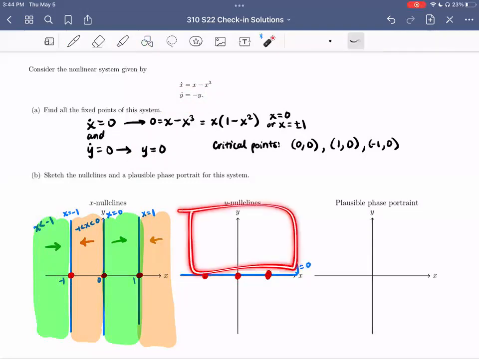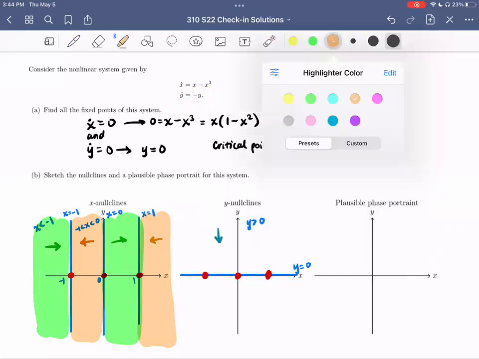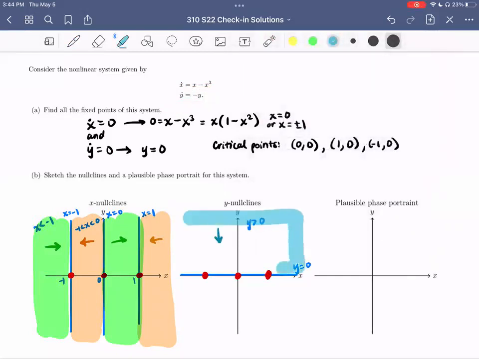Above the y nullcline, this is the situation where y is greater than 0. Y dot is negative y. So when y is greater than 0, negative y is less than 0, and y dot is then negative. So my solution should be moving downwards in this region. So let's sketch that. I'll use like a teal color here, downwards. And we'll highlight this whole region. In this region, our trajectories are moving downwards. Y dot is negative.